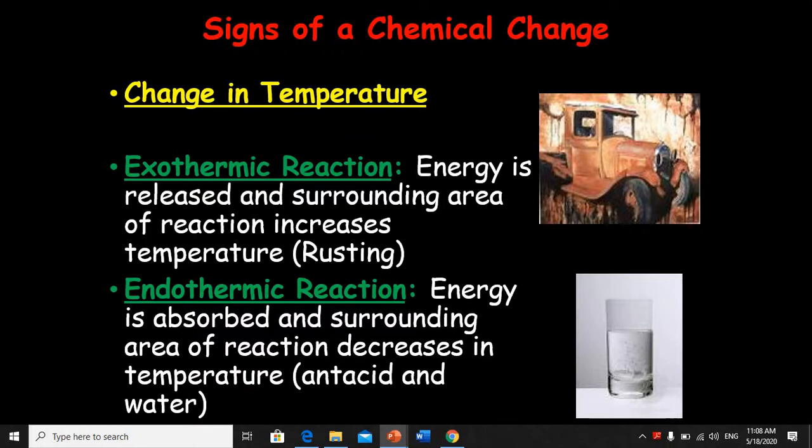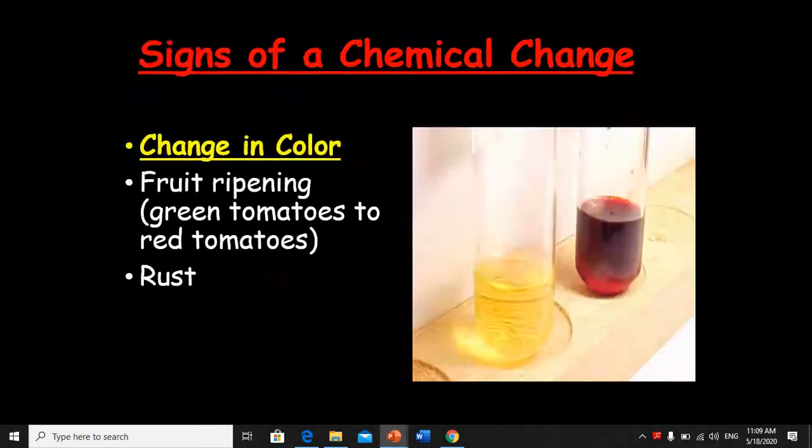While with the endothermic reaction, after the reaction, if you hold the substance or the cup or whatever, you will feel it cold because it absorbs heat and the temperature decreases. So we call this an endothermal reaction. So energy is absorbed from the surrounding area of the reaction. Another sign is a change in color.